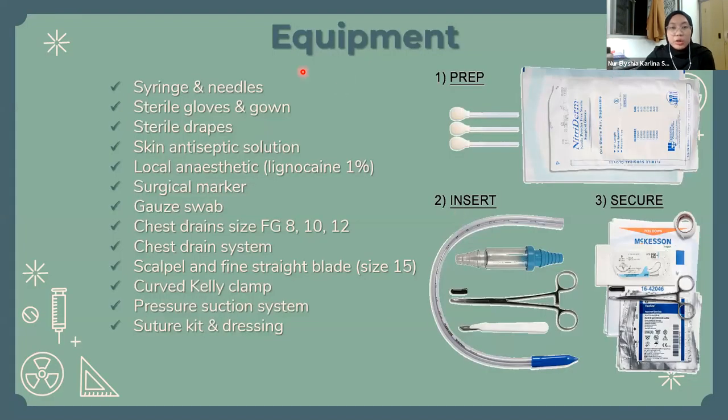So this is the equipment needed for the chest drain, which includes the syringe and needles, sterile glove and gown, sterile drapes, antiseptic solution, local anesthetic, surgical marker, swab, chest drain. In children, we use 8, 10 or 12. Chest drain system, which is the underwater system.